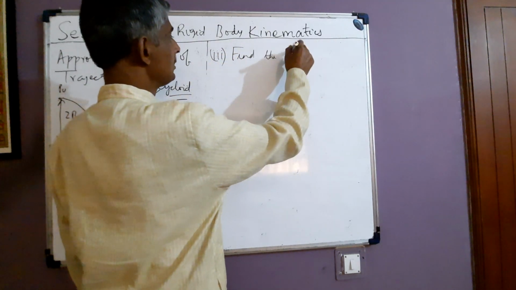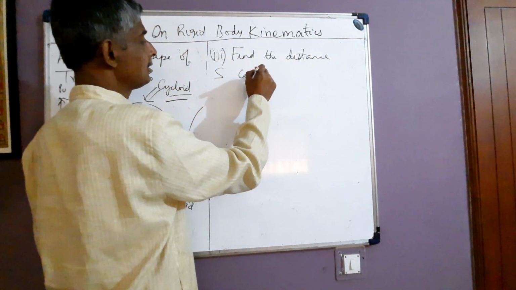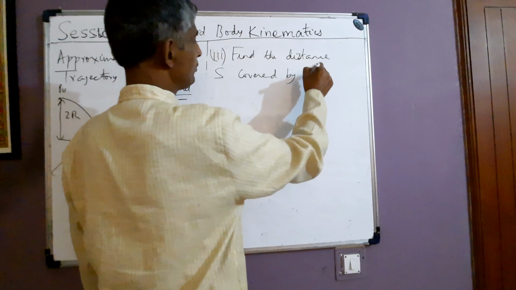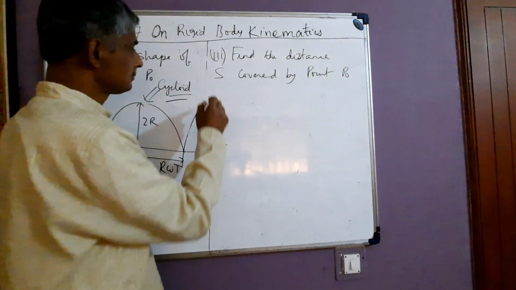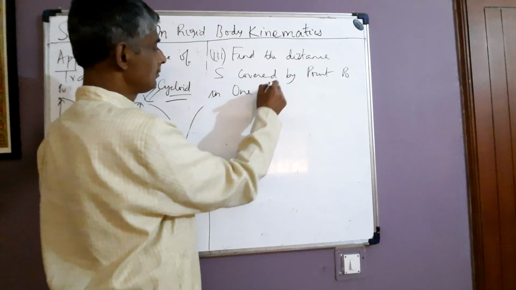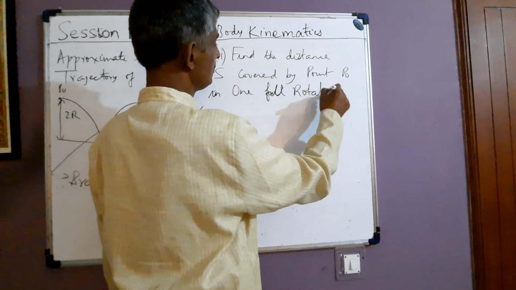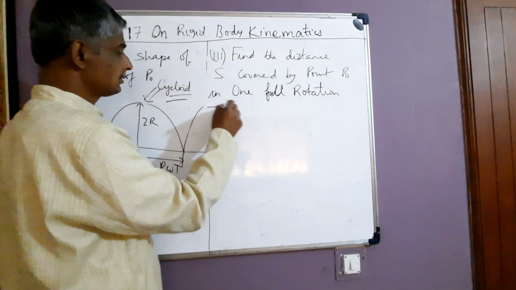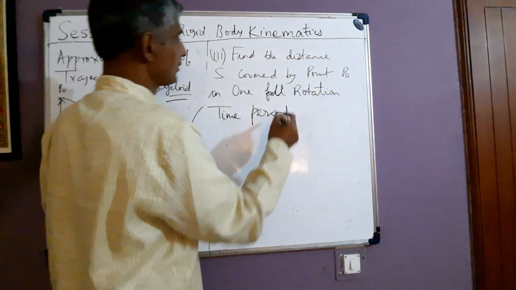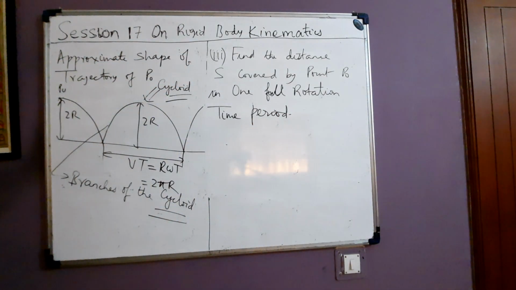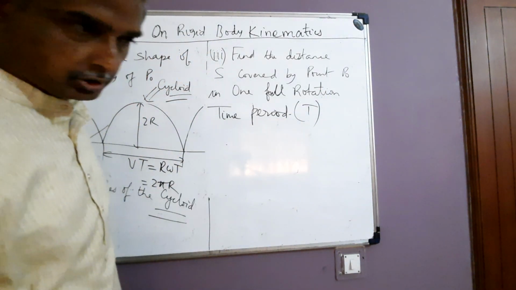Find the distance S covered by point P naught in one full rotation time period. That is, in time T. Capital T is the time period of one full rotation.